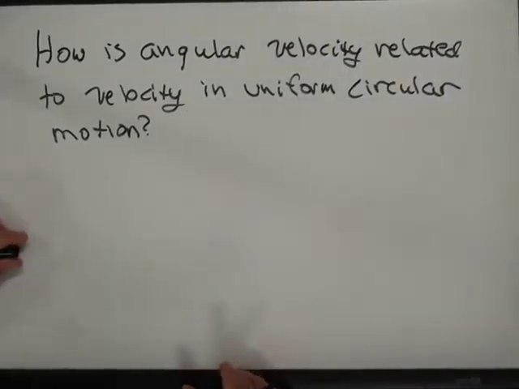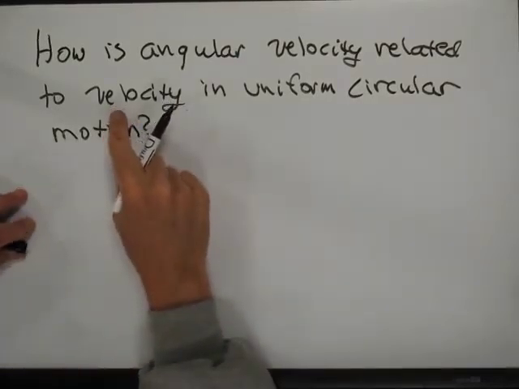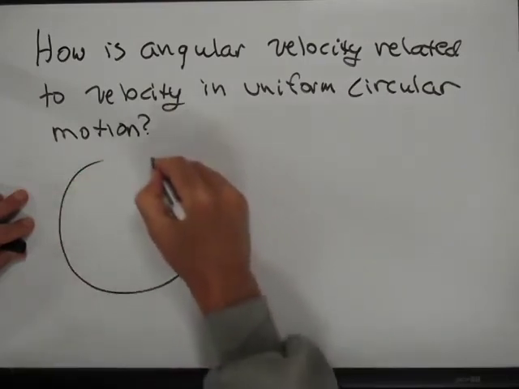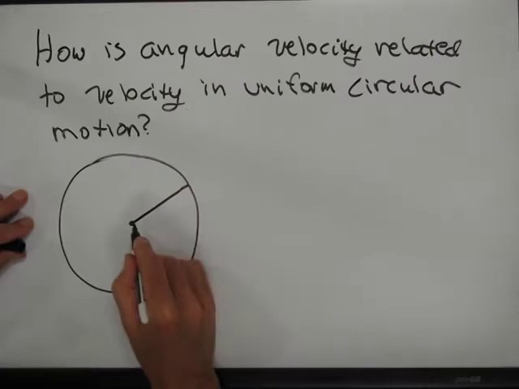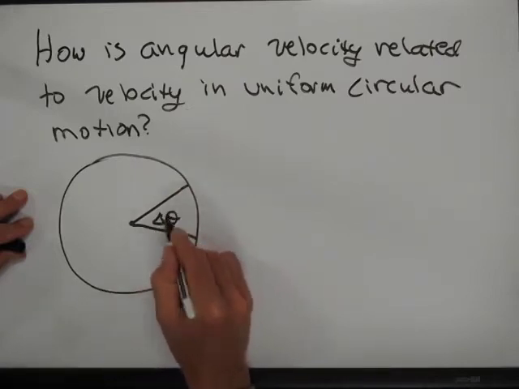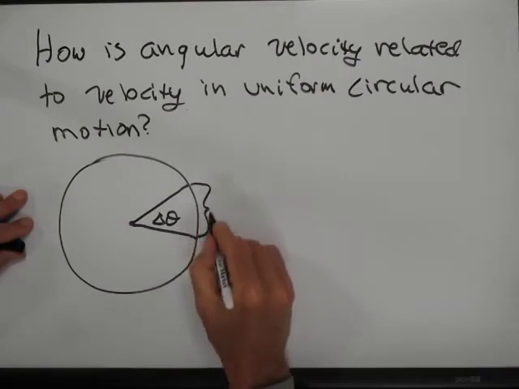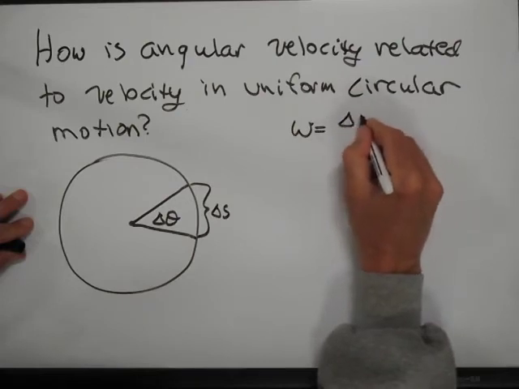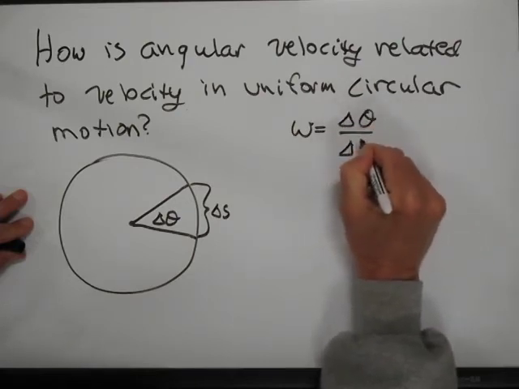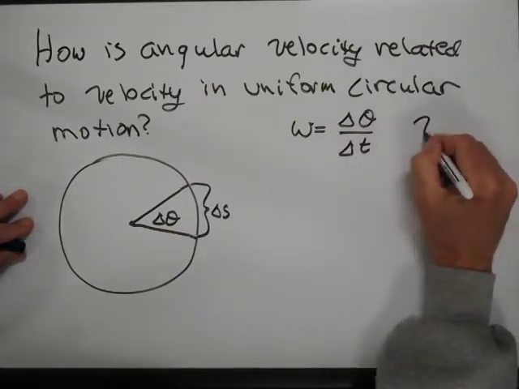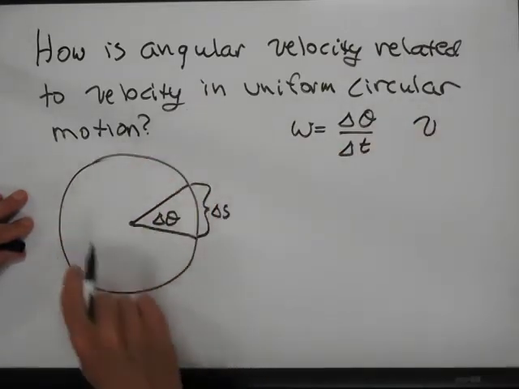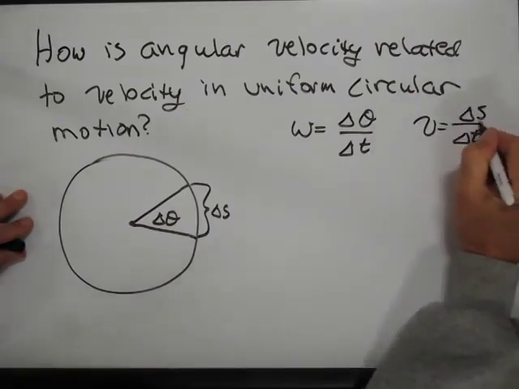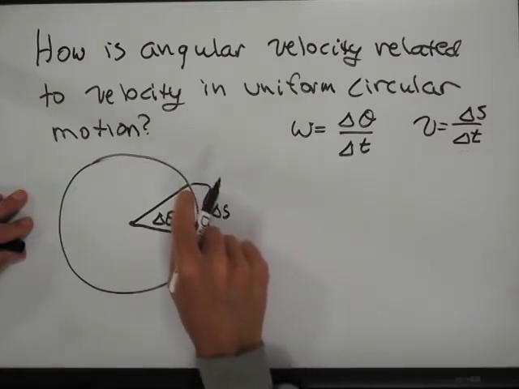So we can ask the question now, how is angular velocity related to translational velocity? That's what I mean by velocity in uniform circular motion. Let me just draw this picture again. Here is delta theta, and here is delta S. We say omega is equal to the rate of change of the angle with respect to time. But the velocity, if you're driving your car around this circle, is equal to the rate of change of position over delta t. So it's how far you've gone distance-wise.